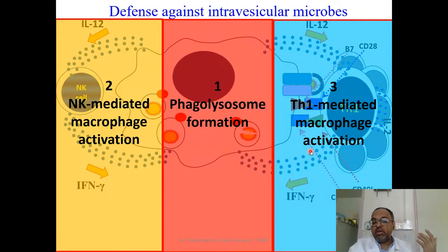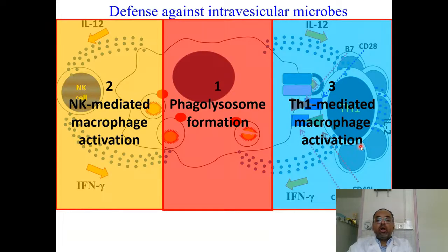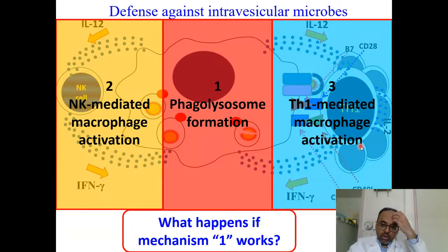I named it T helper 1 mediated macrophage activation. And this is a combination of innate and adaptive defenses. So three mechanisms. So before moving to the next part, I want to ask a question.